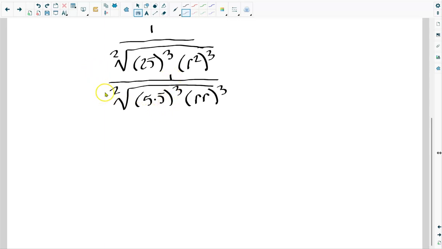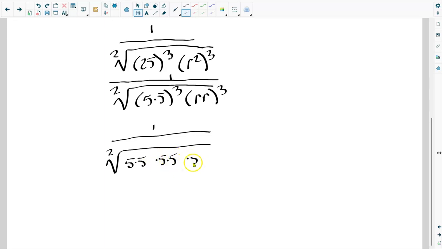All right, so what are we going to do now? This says that this repeats 3 times. This repeats 3 times, so let's go ahead and do that. So now I have 5 times 5, but I need it 3 times. So times 5 times 5 times 5 times 5. And then the same thing with the r times r. I'm going to have r times r times r times r times r times r.